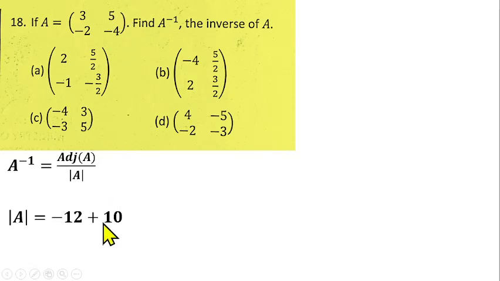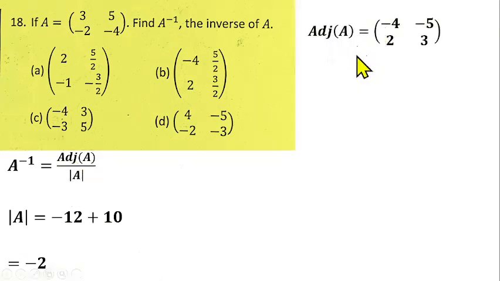Then minus 10 times that minus will give us plus 10, and then that should give us minus 10 minus 12 plus 10, which will give us a minus 2. So that's the determinant. Then let's find the adjoint of matrix A. What do you do to find the adjoint of this matrix A?